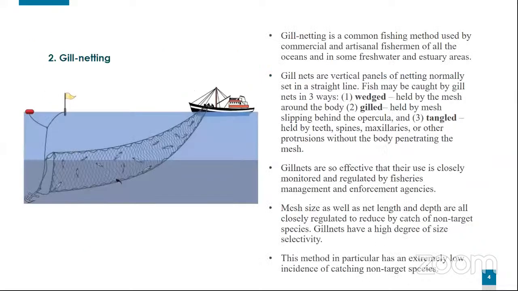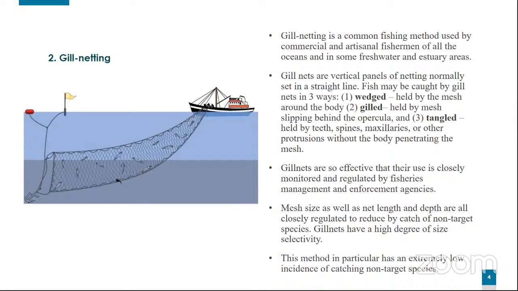So next is gill netting. Gill netting is a common fishing method used by commercial and artisanal fishermen of all the oceans and in some freshwater and estuary areas. Gill nets are vertical panels of netting normally set in a straight line. Fish may be caught by gill nets in three ways. Okay, ada tiga cara ikan ni tertangkap di gill net.